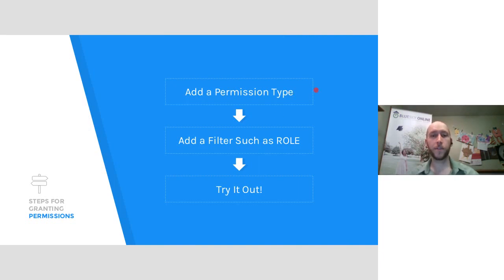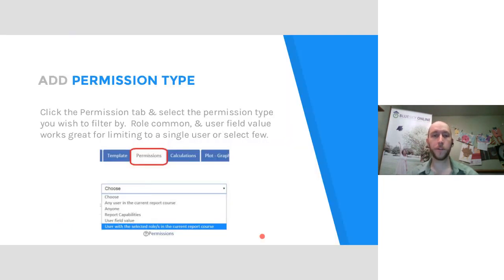I would first add a permission type, then filter by that role, try it out. Here's a quick overview of how you do that. In the permissions tab, you could choose one of the following in a dropdown. For this example, I choose the user with the selected role. That's how you could specify based on role. I also really like choosing a user field value. Then if you're user 35, and that's Bill, I could say, okay, Bill's 35, choose user field value and put that in.